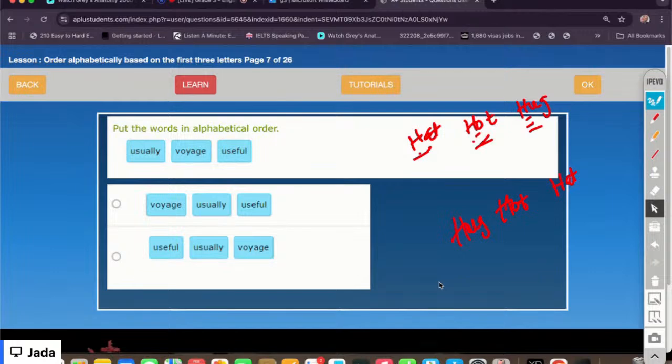So we have usually, voyage, and then useful. Usually, voyage, and then useful. So which one comes first? Arrange it and then tell me.